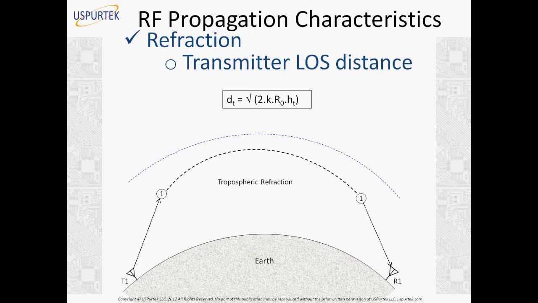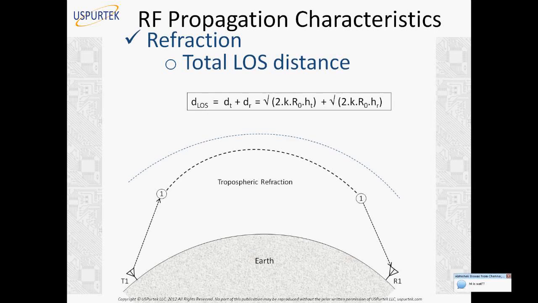Okay, so now here you see in the formula shown here, we are actually using the value of the K factor to compute the transmitter line of sight distance. As we said before, our range gets extended due to troposphere refraction. And this is the formula we can use, where R0 is the Earth's real radius, HT is the height of the transmitting antenna, and K is the K factor. So the K factor is crucial to compute the range that we are covering with our transmitter.